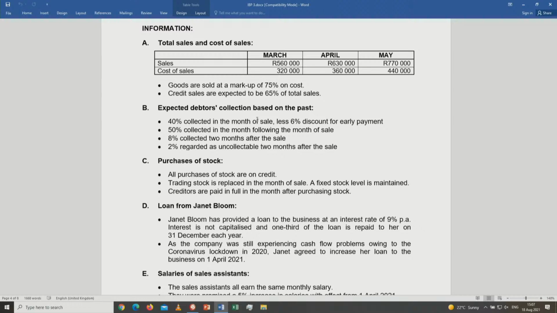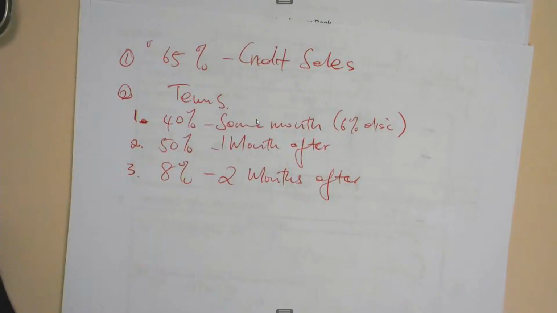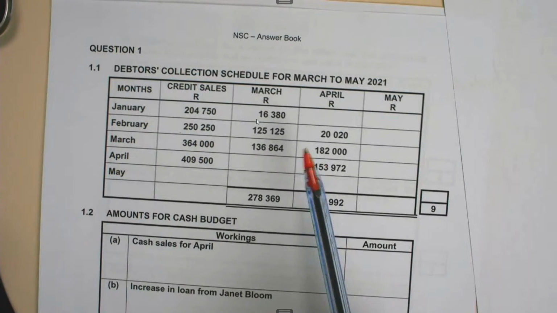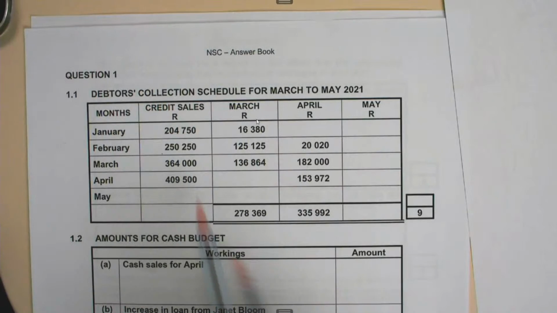So now, in your debtors collection schedule, you don't collect that 2%. It is irrecoverable. So now you cannot include it here. It will be very wrong.